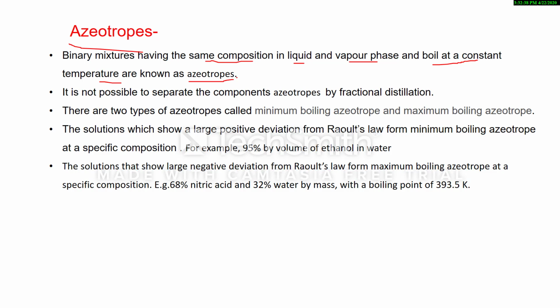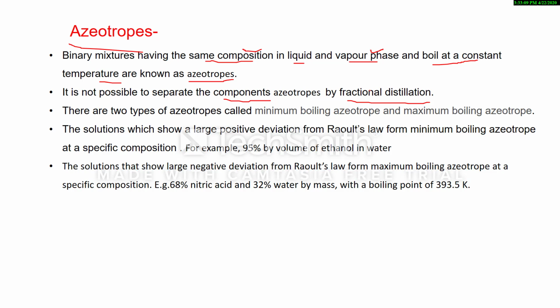Is it clear? But this is the condition where there is the same composition in liquid and vapor phase. That is, whatever amount of liquid goes into the vapor phase, in that vapor phase both components will have the same composition, and both will boil. That is, the mixture will boil at a constant temperature. That's why it is not possible to separate the components of azeotropes by fractional distillation.